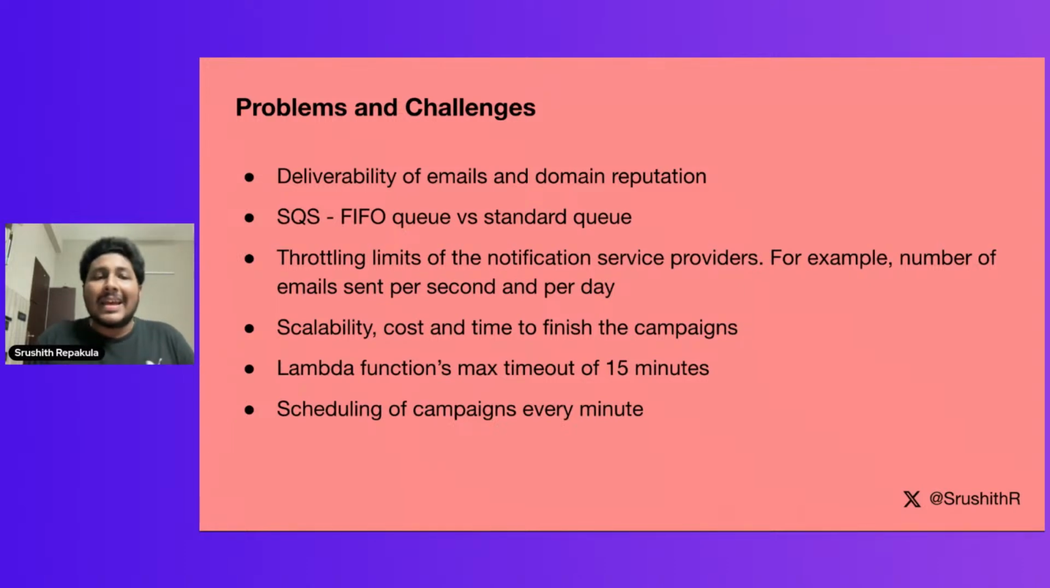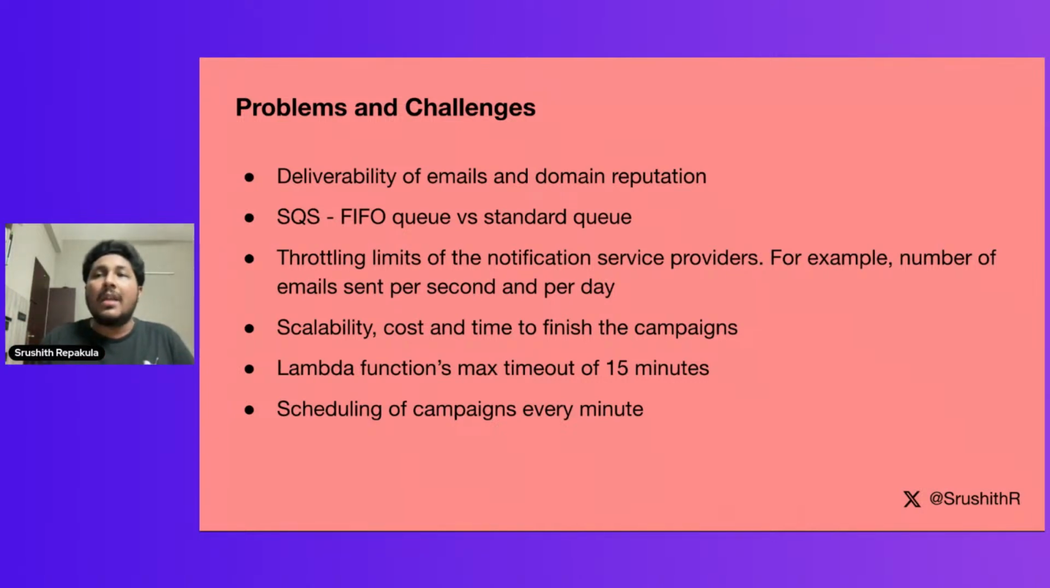The next thing is SQS, one of the services that I've talked about. FIFO queue versus standard queue. We'll be talking about the architectural decisions that we took there. Throttling limits: I covered that there are throttling limits in every single place, so how did we overcome that? The scalability, cost, and the time to finish campaigns.